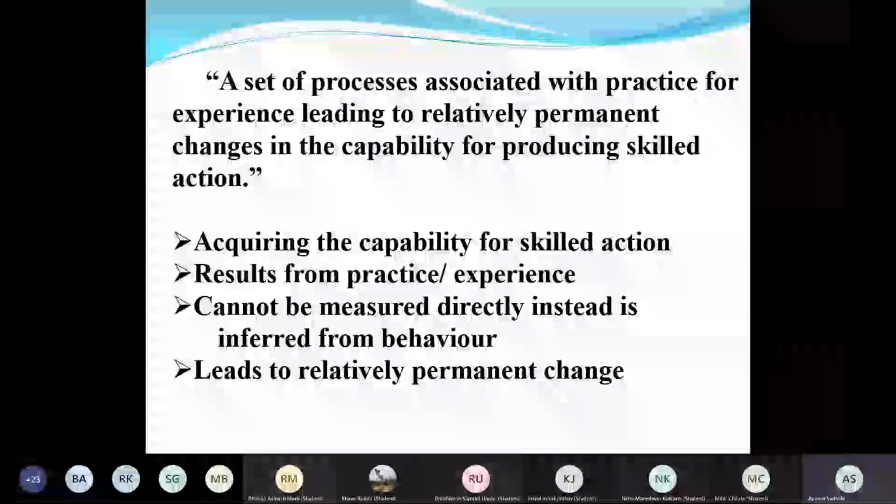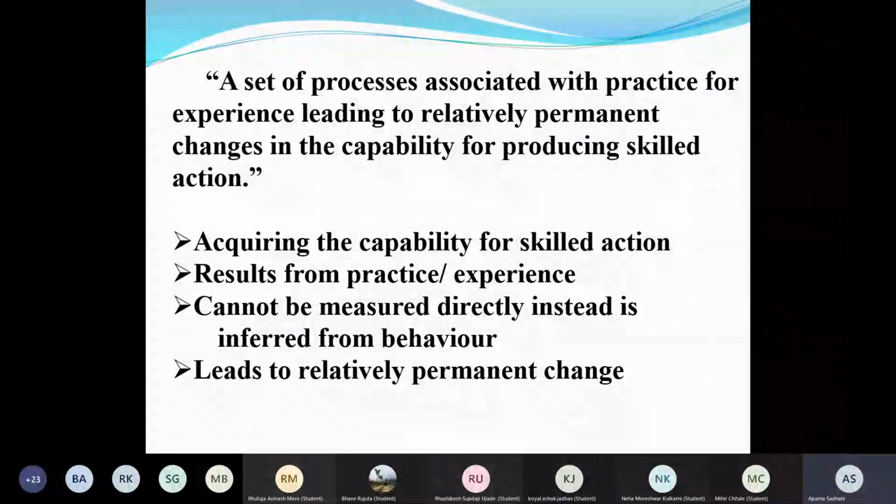So what are the 4 points that reflect from this definition? Motor learning allows a patient to acquire the capability for skilled action. It results from practice or experience. Obviously, we say that repetition is important. All our approaches that we have studied before, all of them have this common statement that repeated practice or experience is important. So that's what this means.